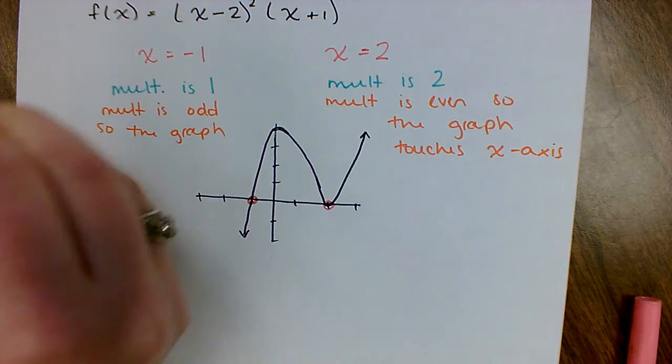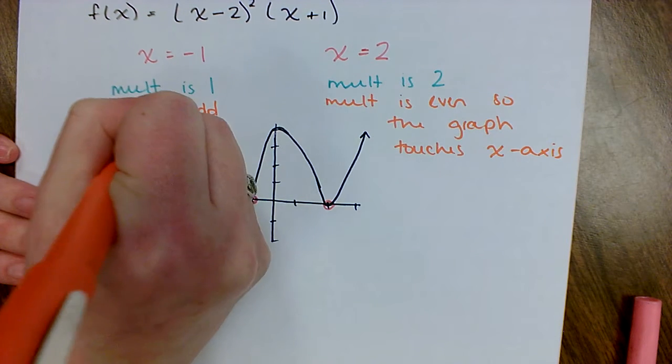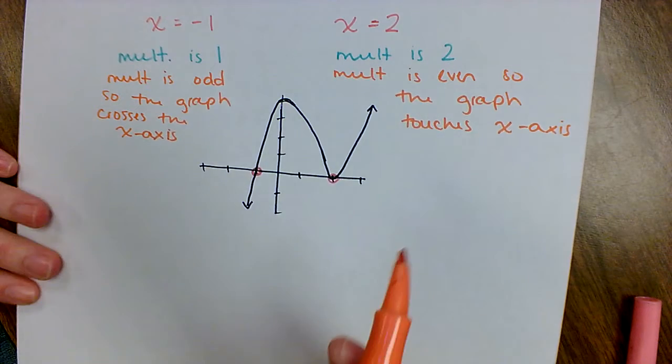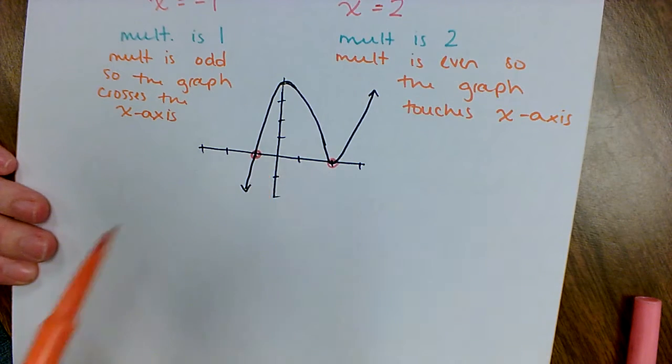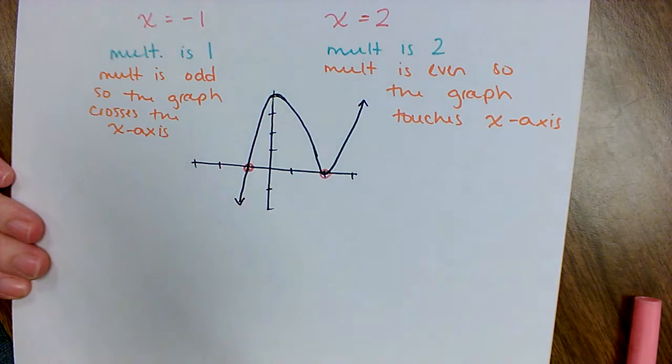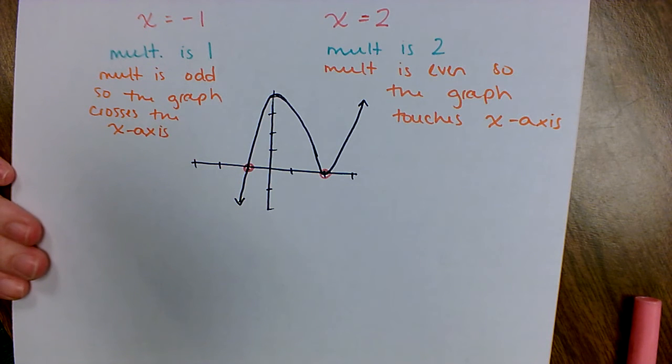We said for odd multiplicities, the graph crosses the x-axis. So you can see here at x equals -1, it had an odd multiplicity. So my graph actually goes straight through that x-intercept.